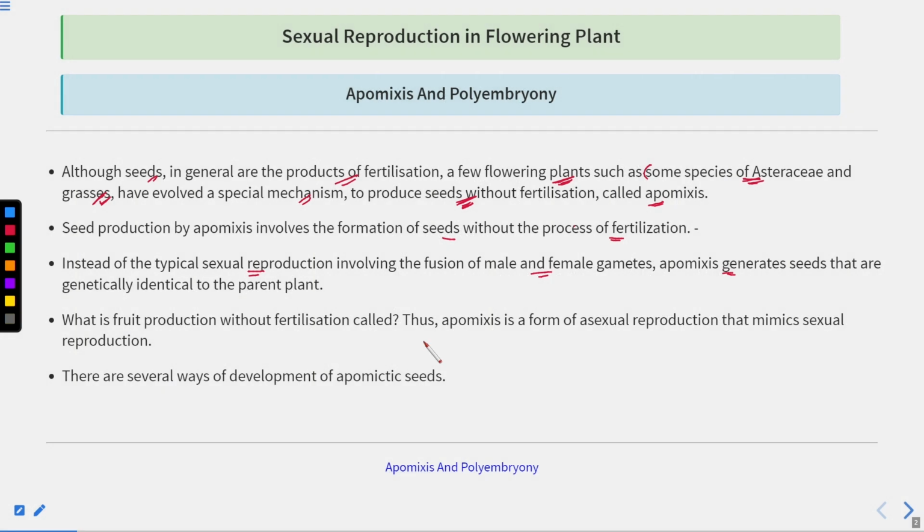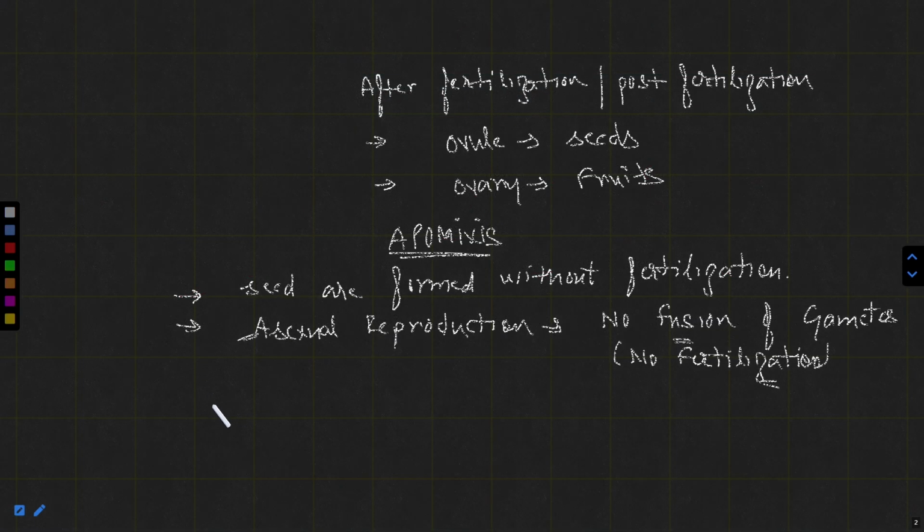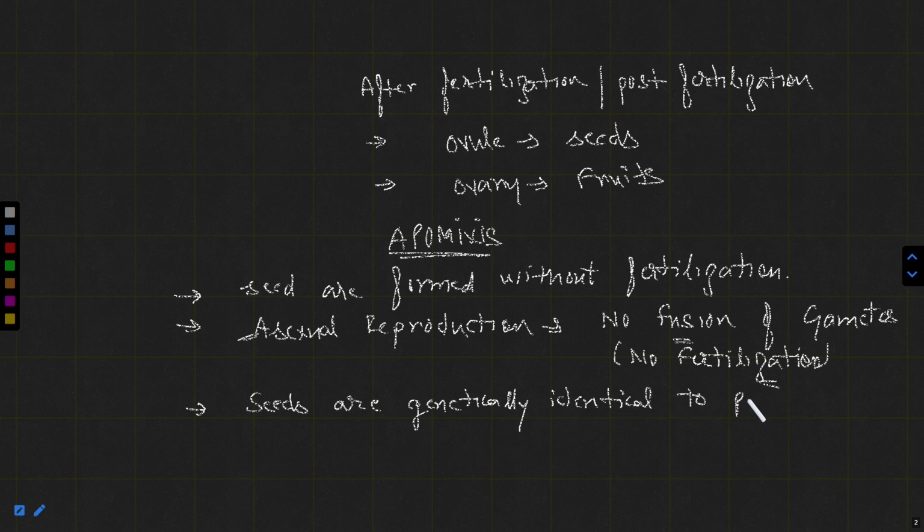And here what is happening? Seeds are being generated that are genetically identical to the parent. This also is an important point. Here the seeds which are produced are genetically identical to the parent. Why are they genetically identical to the parent? Again, because there is no fusion of the gametes. There is no fusion of the gametes, so the seeds are genetically identical to the parent.